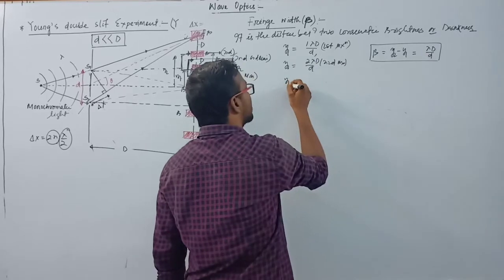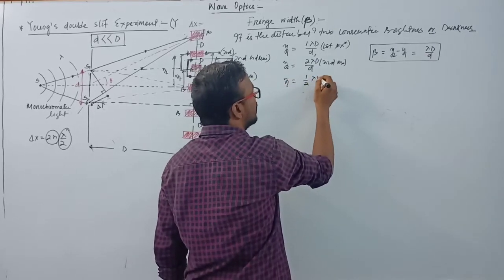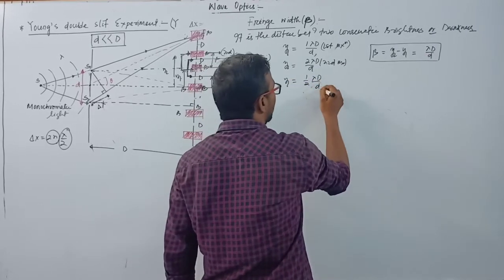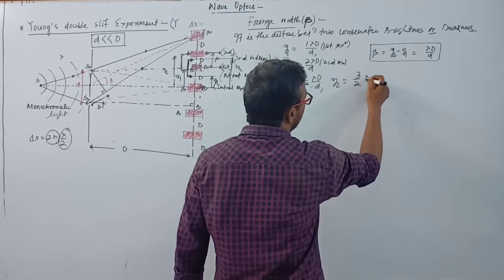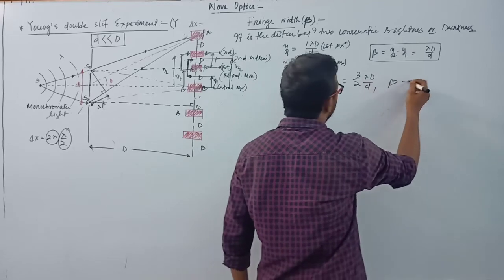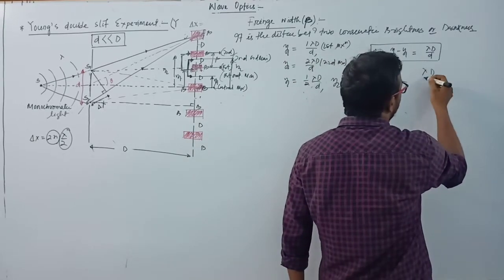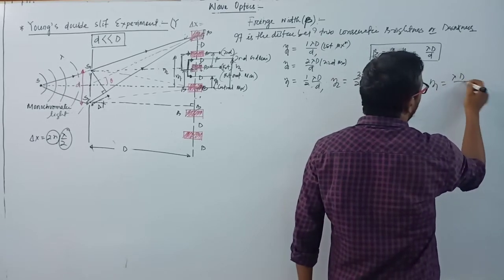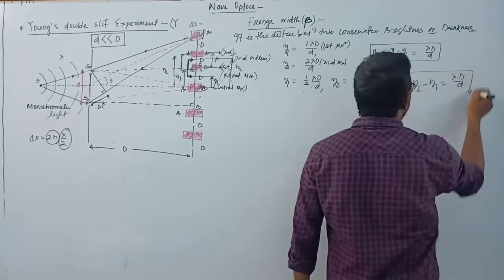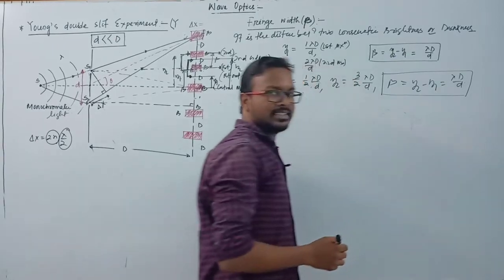Why? Because here y1 equals 1 by 2 lambda d by D, and y2 equals 3 by 2 lambda d by D, and here also beta is y2 minus y1, which is lambda d by D. So we get the same fringe width as for bright fringes.